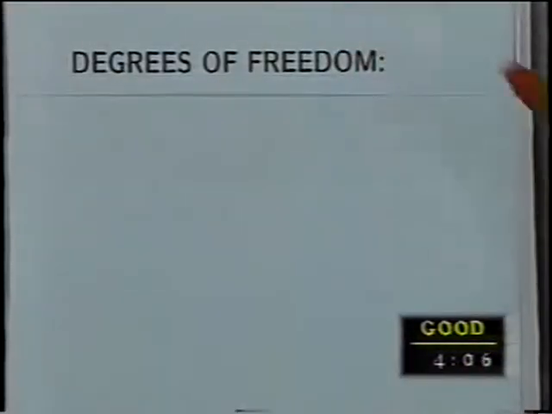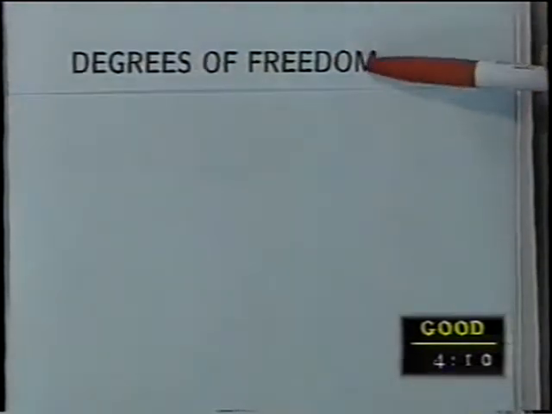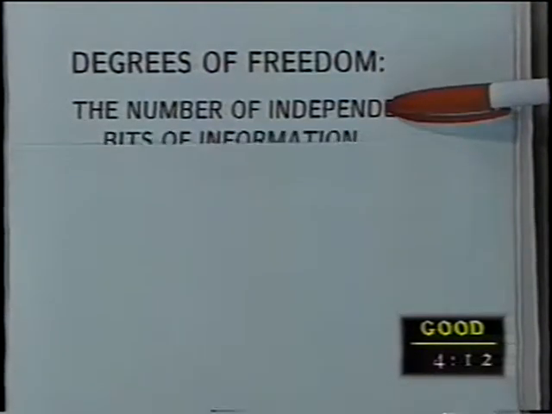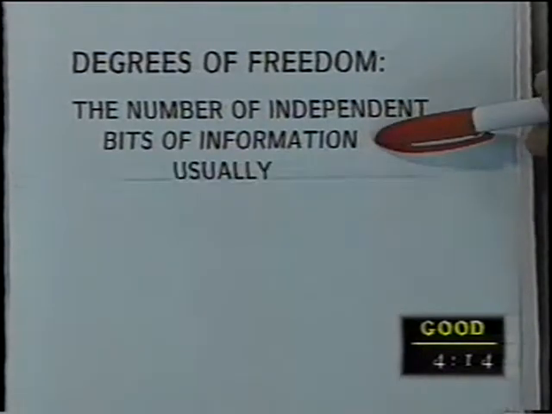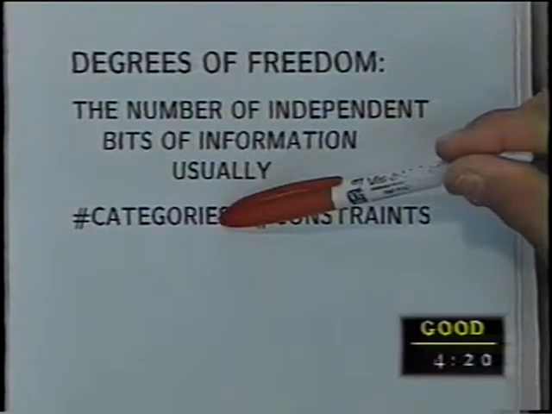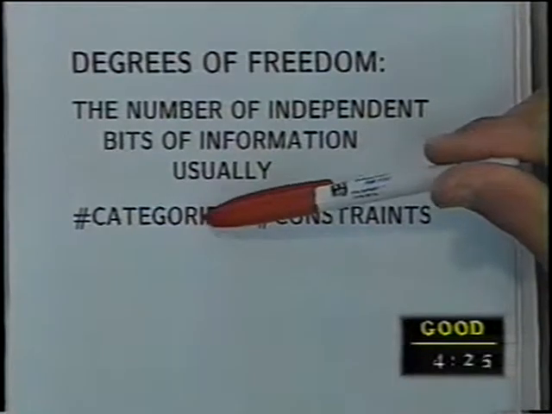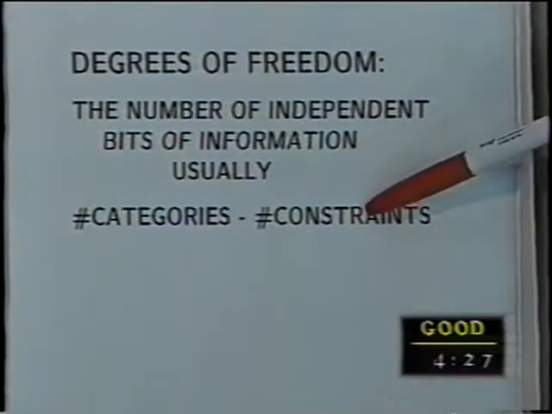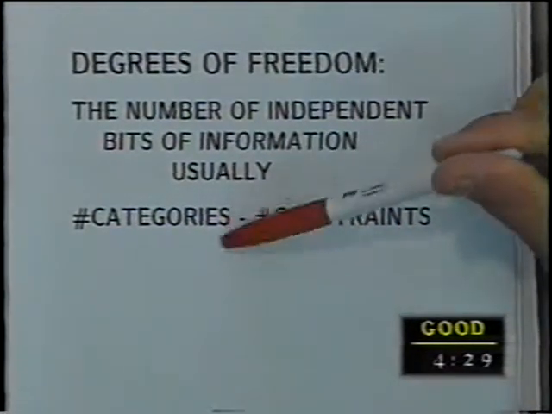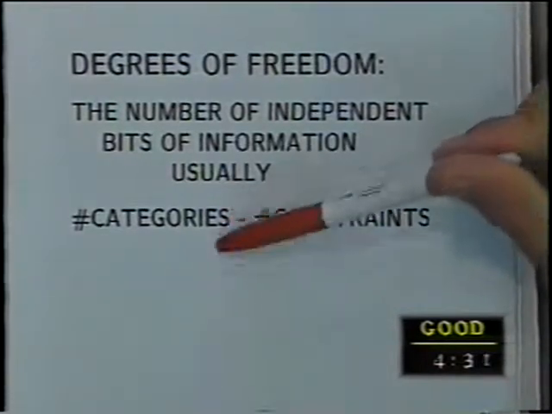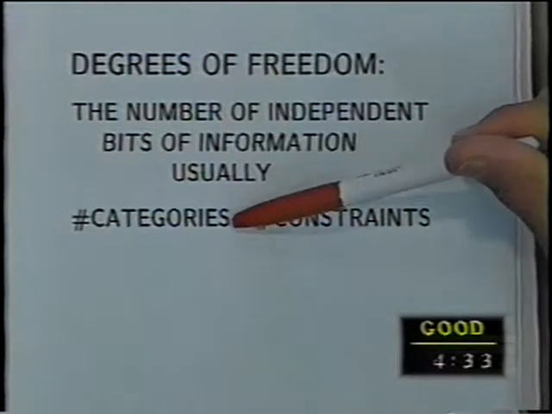The degrees of freedom. We said degrees of freedom were bits of information, remember? They are the number of independent bits of information. And usually it's the number of categories minus the number of constraints. The number of categories is how many numbers we have, and they represent a bit of information each, unless I have a constraint. If I have a constraint, I don't need to have one of those numbers. One of those numbers is not independent of the rest. I can find it without having it.